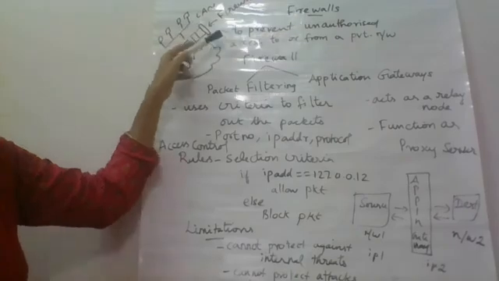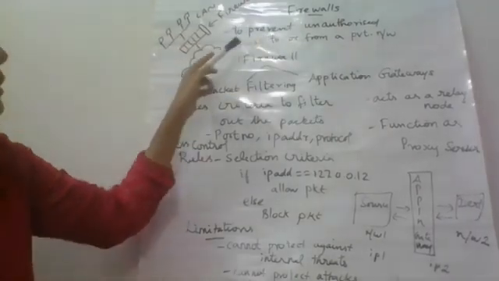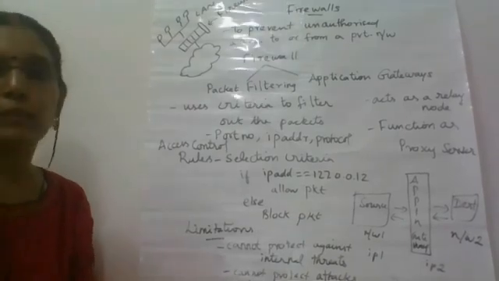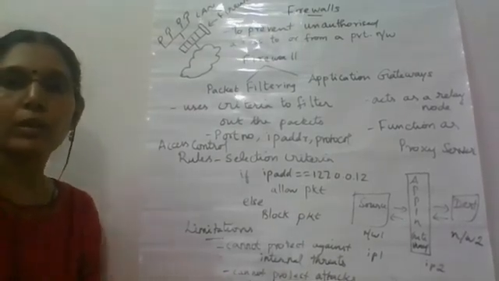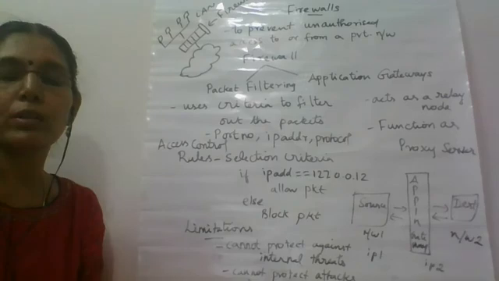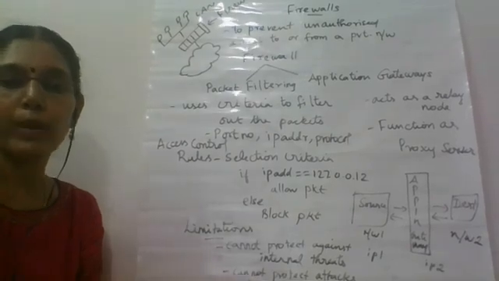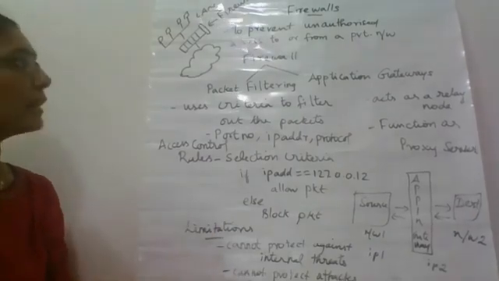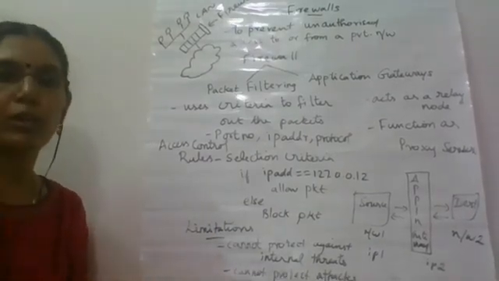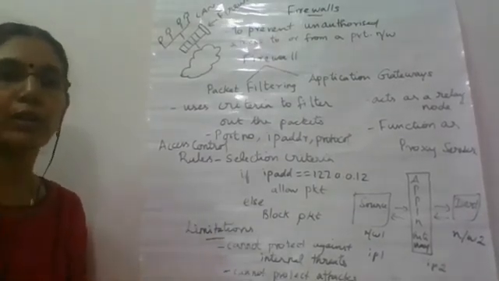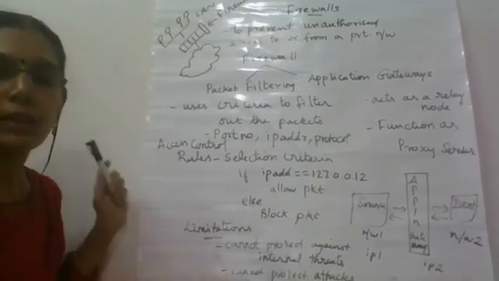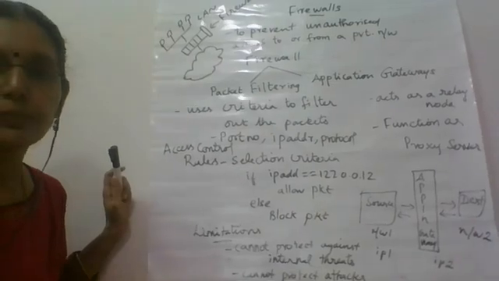The firewall is used to prevent unauthorized access to or from a public network. So a firewall is used to prevent unauthorized users to or from a private network. Firewalls can be placed in any layer like application layer, transport layer, session layer or network layer. But traditionally, the firewall is placed in the network layer.